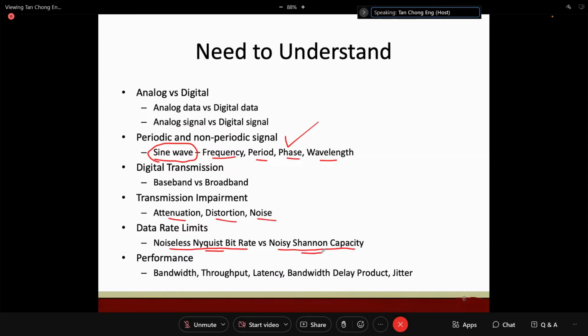Then later we look at some of the network performance metrics such as bandwidth, throughput, latency, bandwidth delay product, and jitter.